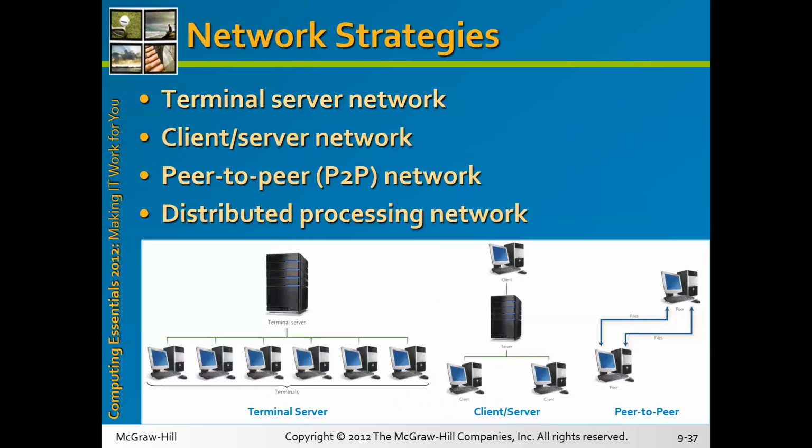Network strategies. Every network has a way of coordinating the sharing of information and resources. There are 4 common strategies. Terminal server network: processing power is centralized in one large computer. Client or server networks are computer networks that use a dedicated computer called a server to store data, manage or provide resources, and control user access. The server acts as a central point on the network to which the other computers connect. A computer that connects to the server is called a client.